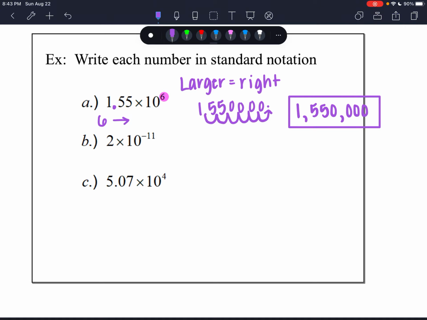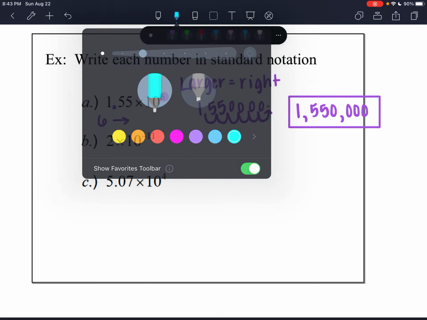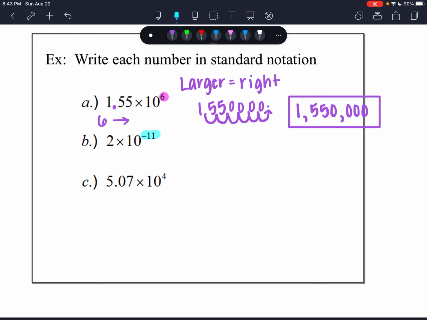Let's try again with another example. This time I have 2 times 10 to the negative 11th power, which means that my number is becoming smaller since I have a negative exponent. Therefore, my decimal is going to move in the left direction. Now 2 doesn't have a decimal written, but I know that decimals come at the end of numbers that don't have decimals written. So I'm going to show my work over here, and I'm going to move my decimal to the left 11 times. So let's try this.